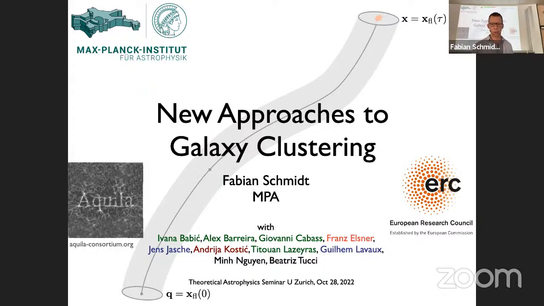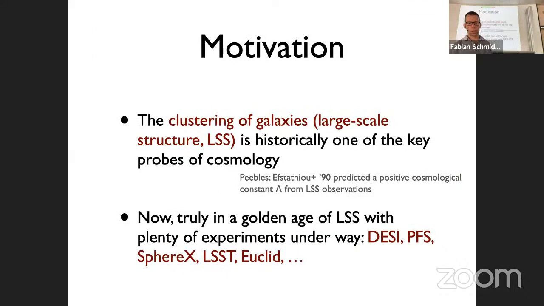So I'm going to talk about work that we've been doing over the past 4 years. It's been a long term project to develop new approaches to galaxy clustering. There are a number of people involved, including current and former PhD students and postdocs and long-term collaborators, Jens Jasche and Guilhem Lavaux. We're doing this work in the context of the Aquila consortium, which is basically focused on new inference approaches to large-scale structure. But before I get into all these technicalities, let me provide a broader introduction.